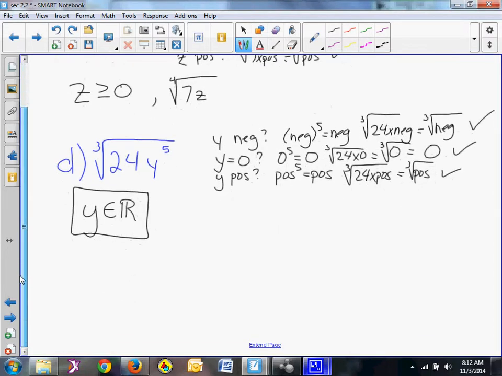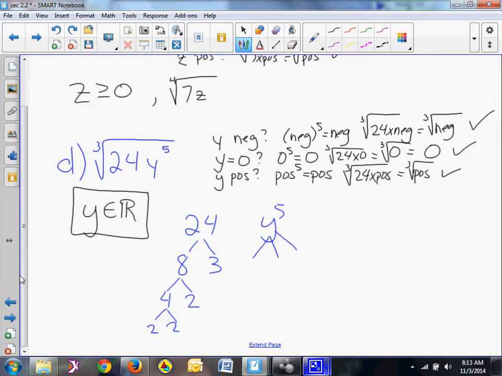Okay, now I'm going to prime factor this. So 24 can be 8 and 3. 8 is not prime, it's 4 and 2. And then 4 goes down to 2 and 2. And then 3 is already prime. And then y to the 5 goes to 5 y's. So 1, 2, 3, 4, 5.